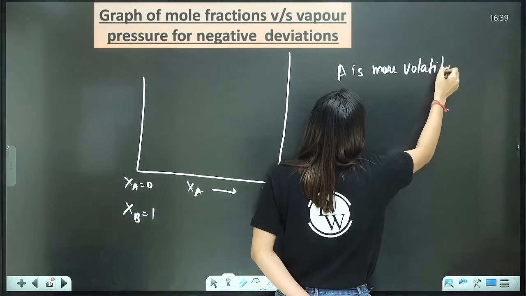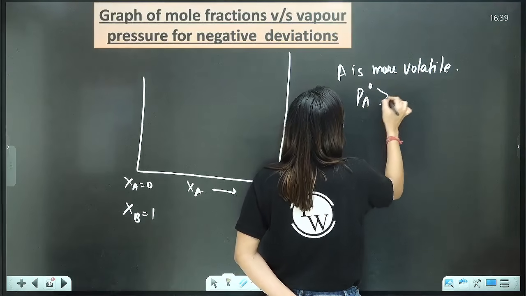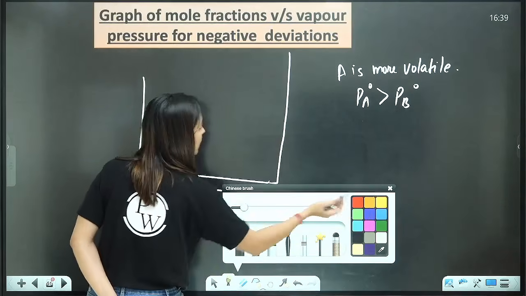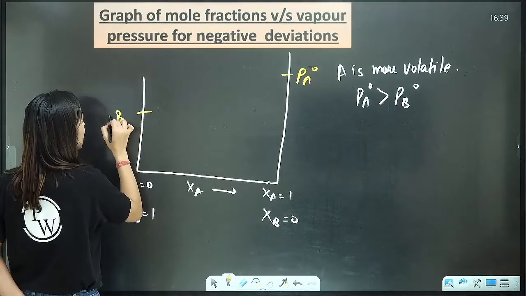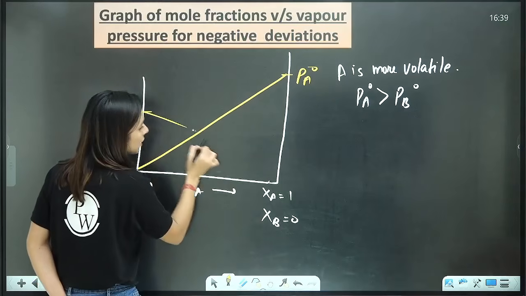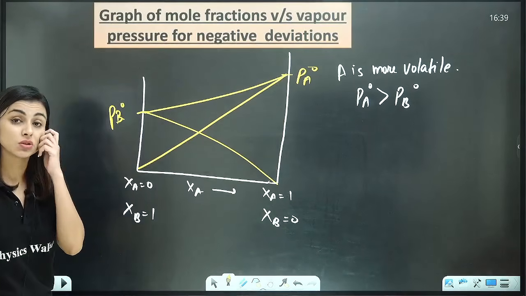Okay. If A is more volatile, then PA naught is more than PB naught. Now what will happen? Here it will be PA naught and here it will be PB naught. According to an ideal solution, this should be like this. But this is not like this.